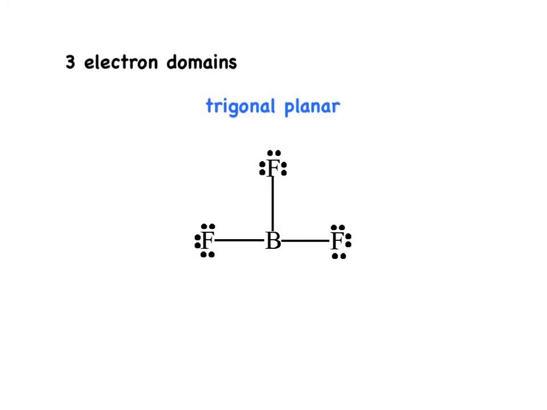A molecule with 3 electron domains, like boron trifluoride, would have an electron domain geometry that is trigonal planar. And though we would draw the Lewis structure like this, in reality, all 3 of these electron domains are going to come off of the central boron at the same angle, 120 degrees.